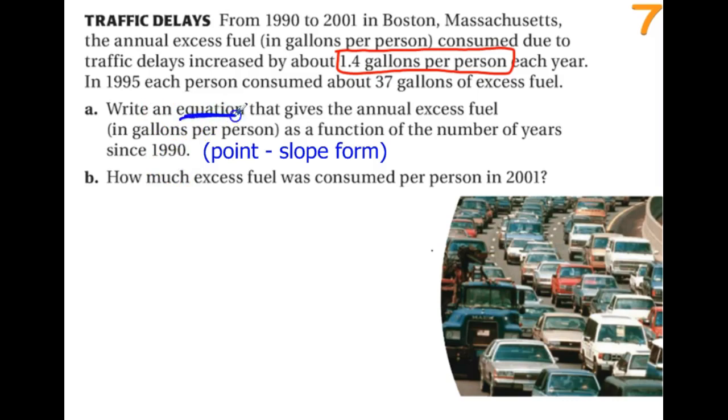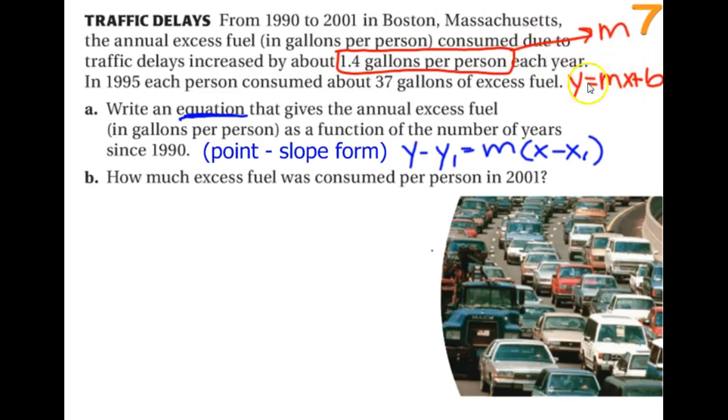Well, they don't tell us which form of equation. We need to write an equation, so I'm going to tell you, write it in point-slope form, which is y minus y1 equals our slope, x minus x1. So right now, it's 1.4 gallons per person. Well, if first we think of the equation y equals mx plus b, well, per person, we're using 1.4 gallons for every single person. So this is really our slope, what we're doing multiple times, over and over and over again. So this is really our m.